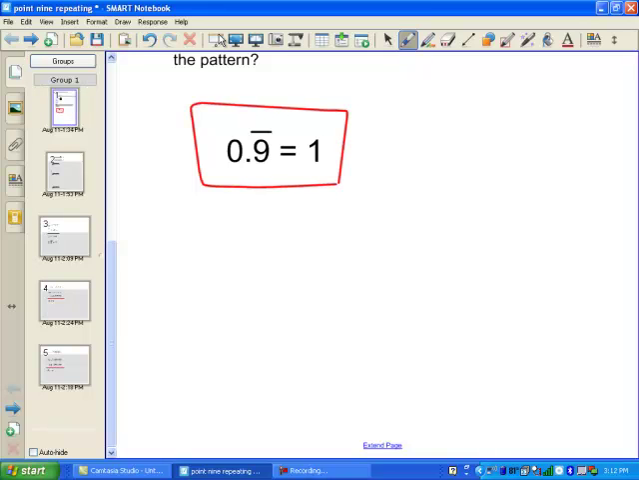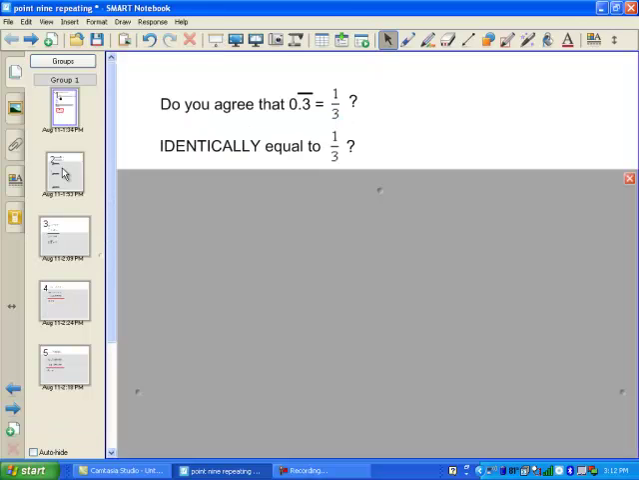Now that may sound logical to some of you, and it may sound surprising to others. Let's try to explore it a little bit further and see some ways in which we might be able to verify or justify or possibly even prove that 0.9 repeating infinitely is identically equal to the number 1. Not just closer and closer, but identically equal. And in order to do that, let's go back to some of our knowledge of arithmetic.